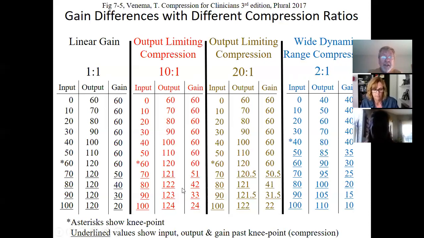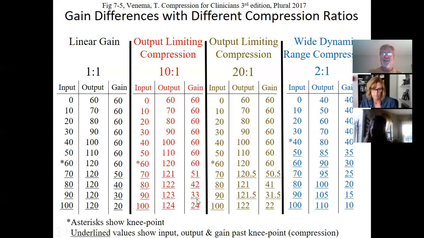Now watch this. 60 in, 120 out, my gain is 60. 70 in, output is now 121. My gain is 51. So as my input increased by 10, from 60 to 70, my output increased by 1. That's a 10 to 1 compression ratio. 80 coming in, my output increased only by another 1. You've got a big rapids happening here in this current, okay? So my gain has slowed down. 90 in, my input went up by another 10. My output only gave another 1 dB, just barely.